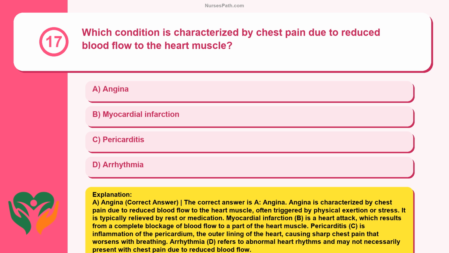the heart muscle. Pericarditis, C, is inflammation of the pericardium, the outer lining of the heart, causing sharp chest pain that worsens with breathing. Arrhythmia, D, refers to abnormal heart rhythms and may not necessarily present with chest pain due to reduced blood flow.